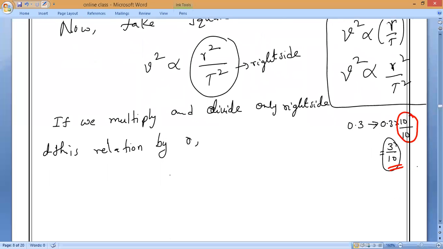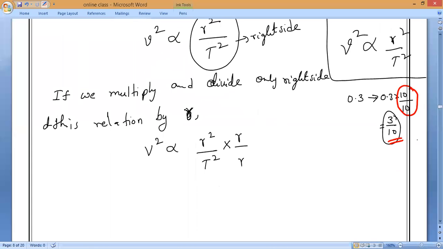Then what will we get? Can you tell me? I want to multiply this right side alone and divide with r. Then what will happen to the equation? We will get the same value. v square is directly proportional to r square by t square, and I am multiplying and dividing with what? R. Is it right or wrong? Multiplying and dividing with r. Is it okay, guys? Yes, sir.